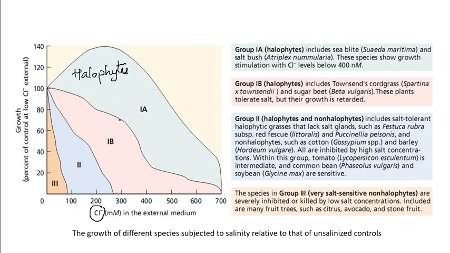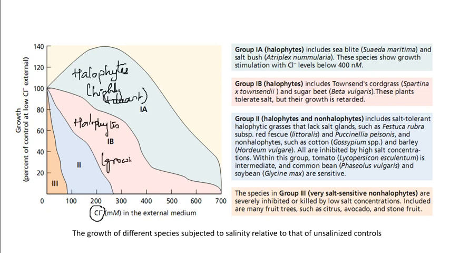Group 1B includes Townsend cordgrass and sugar beet. These plants can tolerate salt. They are also a type of halophyte, so they are highly tolerant to the salinity stress. These halophytes are also tolerant, but their growth is retarded.